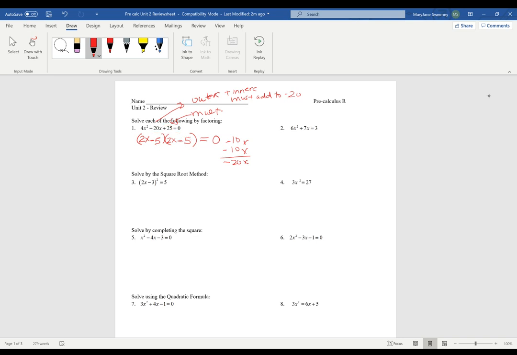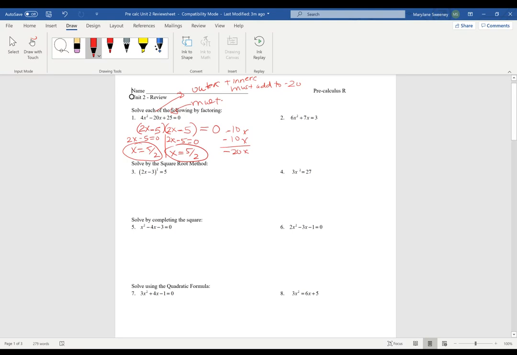Once I know I have it factored correctly, this is where I can tee it off, say 2x minus 5 equals 0, 2x minus 5 equals 0, x is 5 halves. So basically our answer is 5 halves. It does occur twice. That's called a double root.